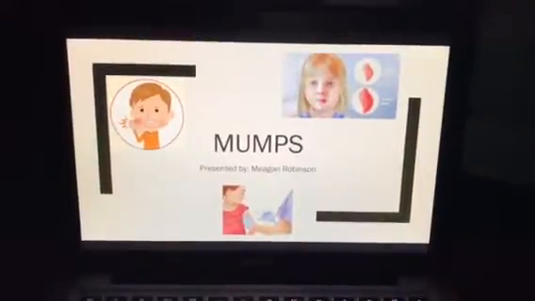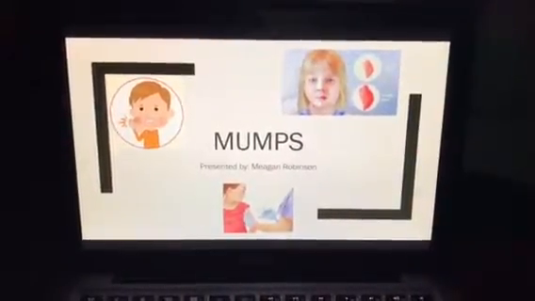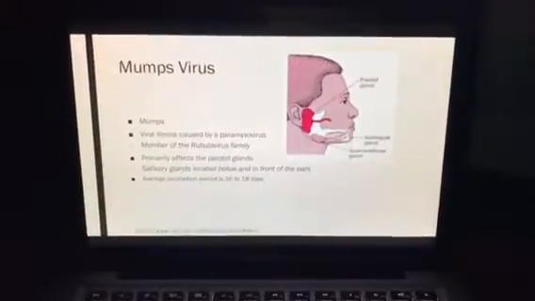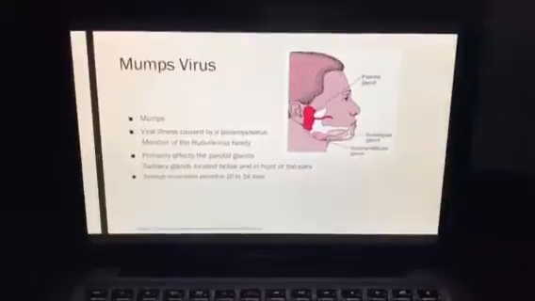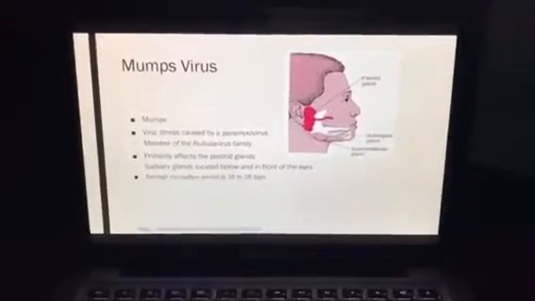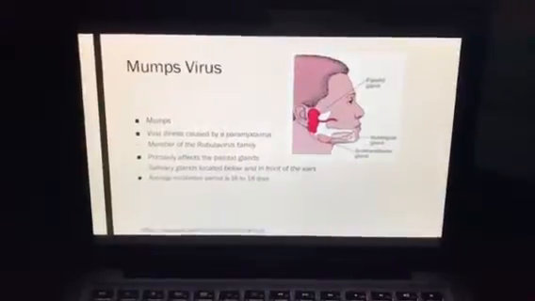My name is Megan Robinson, and I'll be doing my presentation on the mumps virus. The mumps virus is a viral illness that is caused by a paramyxovirus. It's a member of the rubeolovirus family, and it primarily affects the parotid glands.